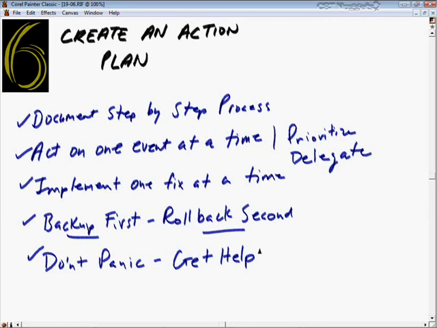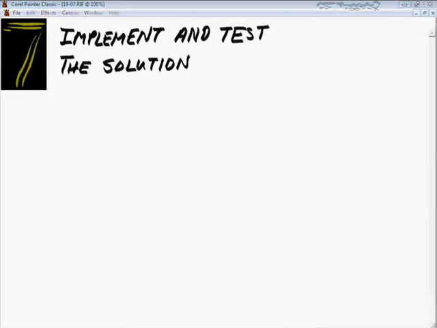And then, of course, don't panic. And if you can, get help. Okay, don't be afraid. Don't have too much pride. Don't be afraid to go ask a coworker for help or for his or her advice. Never panic, but create an action plan and be willing to follow through with it.